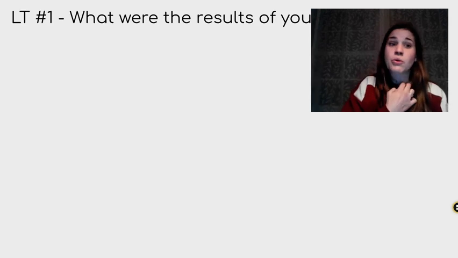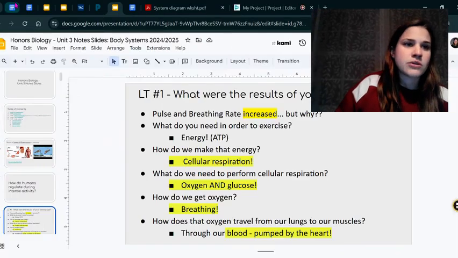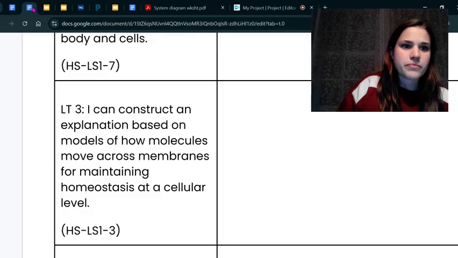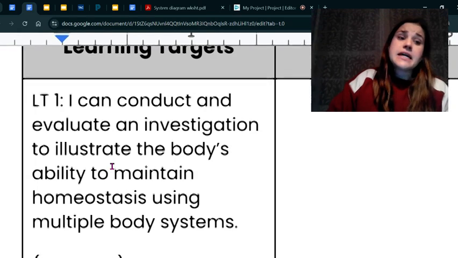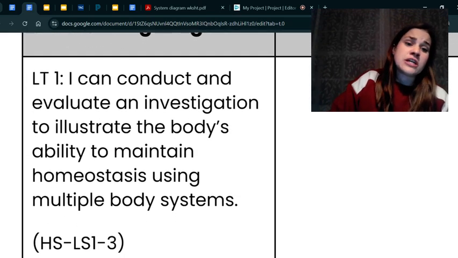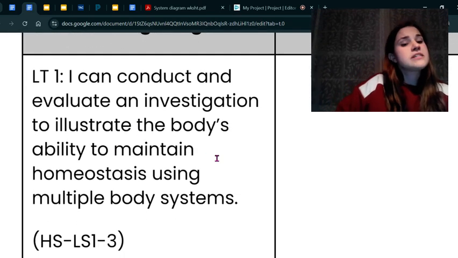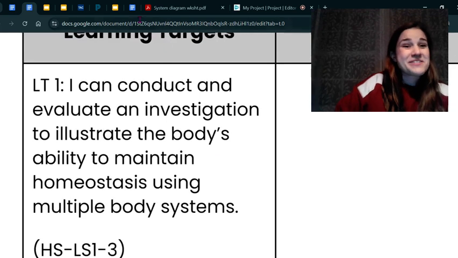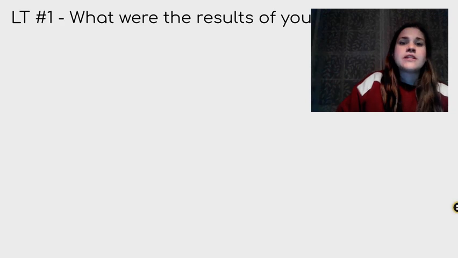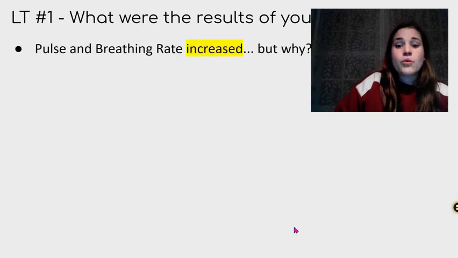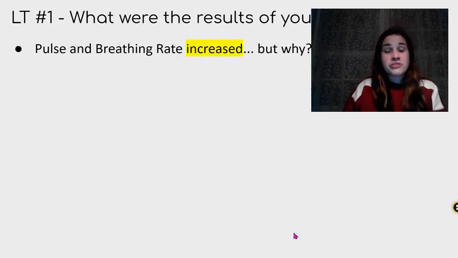So this was learning target 1, because if we look at learning target 1, it says I can conduct and evaluate an investigation to illustrate the body's ability to maintain homeostasis using multiple body systems. So this was us conducting our investigation, and what we figured out was that, unsurprisingly, when you exercise, your pulse and your breathing rate increase.